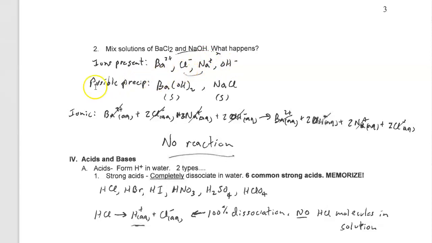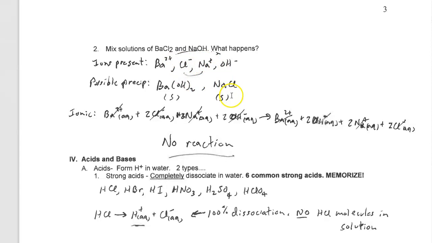Okay, then I figure out the possible precipitates. What could possibly happen here that's different? Well, this barium could meet up with this hydroxide, and this sodium could meet up with this chloride. So the formula for barium hydroxide is Ba(OH)2, because this is a plus 2, this is a minus 1. So I need 2 of these little guys here to balance out this plus 2. Writing formulas, Ba(OH)2. And then sodium chloride, plus 1, minus 1, so just NaCl.